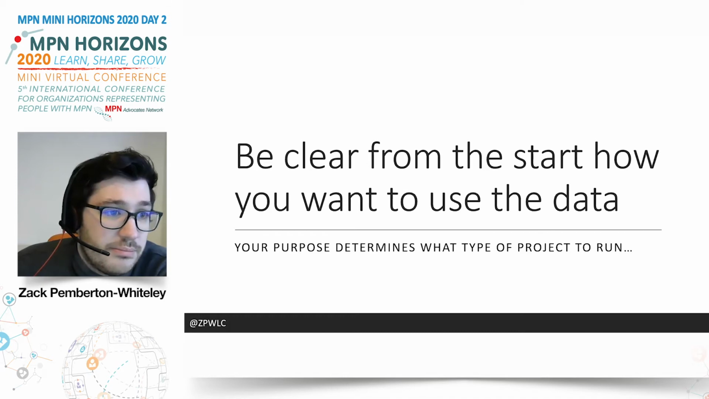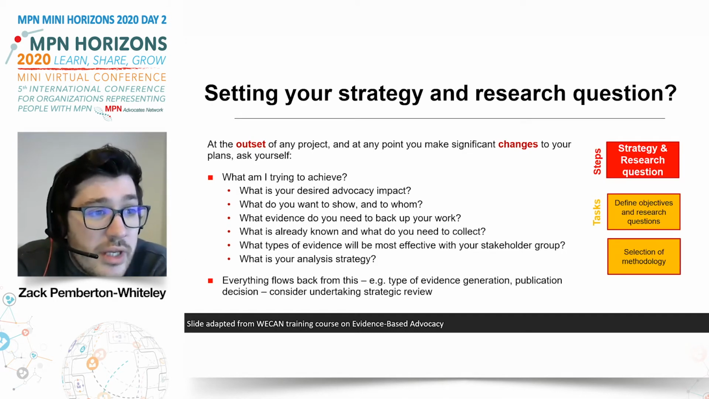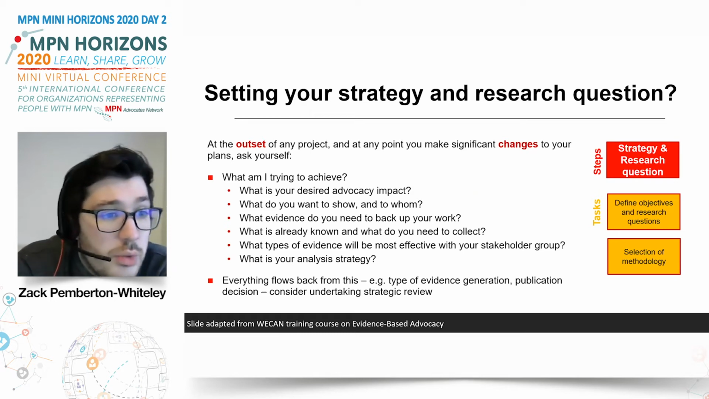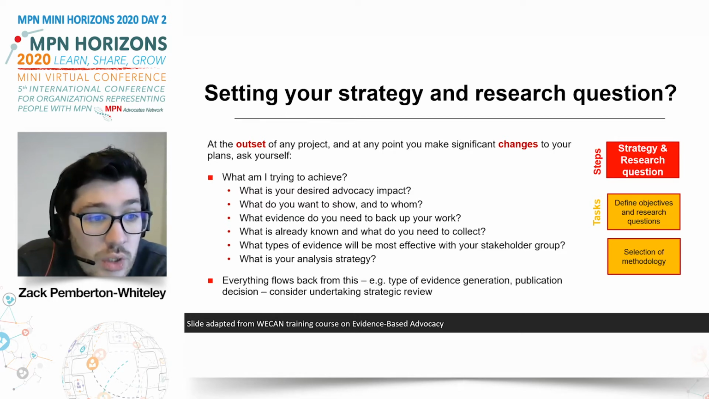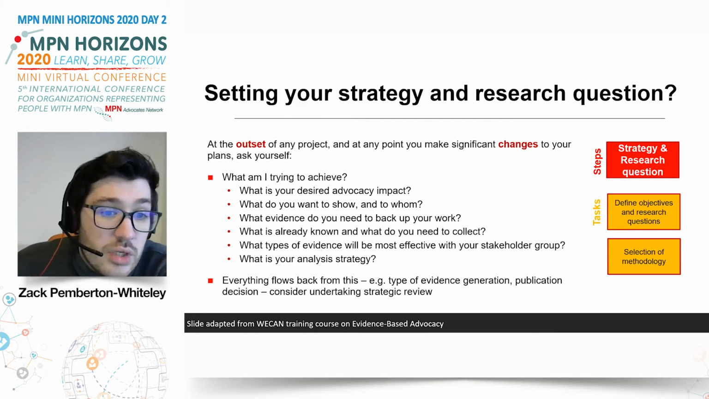So setting your strategy and research question, how do you do that? At the outset of the project, think about what are you trying to achieve? So some questions here to help flag this up. What are you trying to show? Who are you trying to show it to? What is it you actually want to do? What evidence do you already have? And only then collect evidence on the things you don't already know.